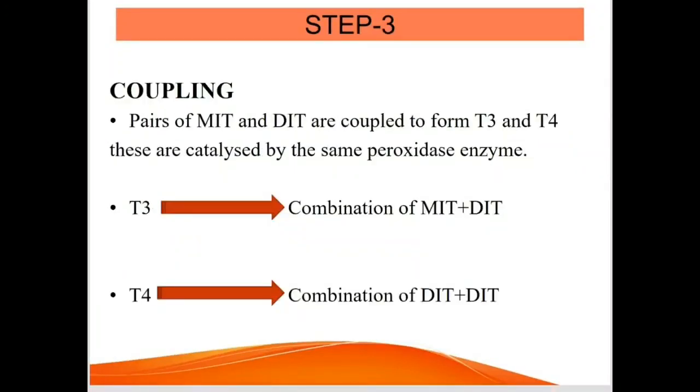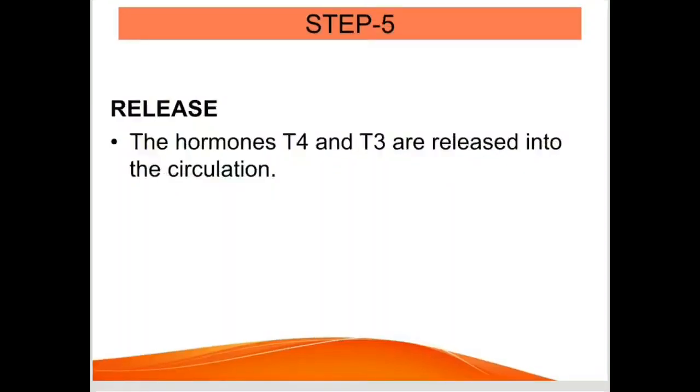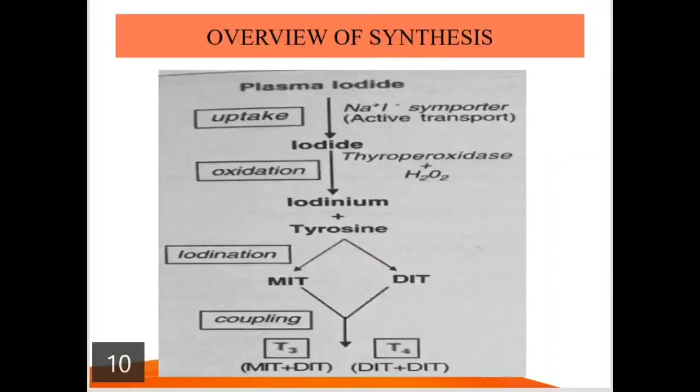Step 3. Pairs of MIT and DIT are coupled to form T3 and T4. These are catalyzed by the same peroxidase enzyme. T3 is a combination of MIT and DIT. T4 is the combination of DIT and again DIT. Step 4. Storage. Thyroglobulin containing iodinated tyrosine residues is stored in the follicles. Step 5. Release. The hormones T3 and T4 are both released into the circulation.